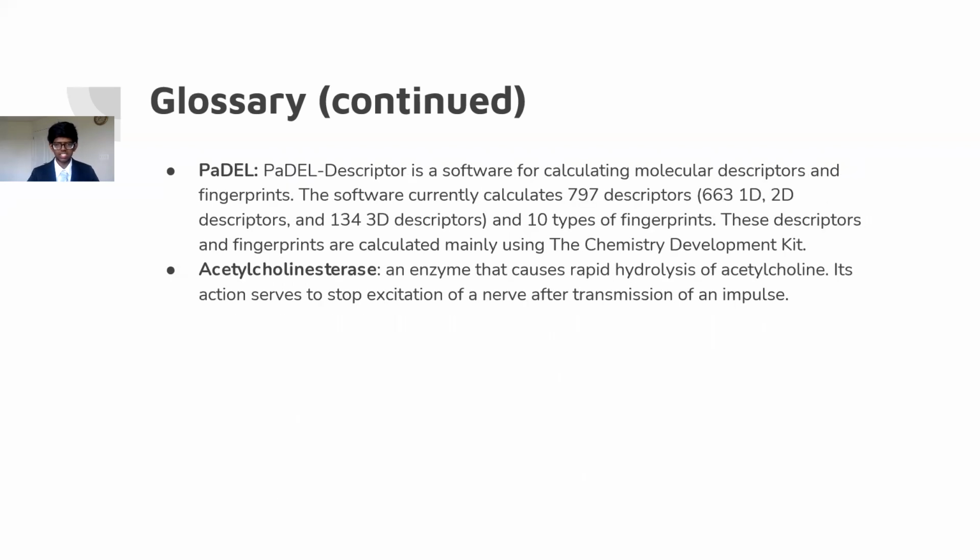And then PaDEL is software for calculating molecular descriptors and fingerprints. The software currently calculates 797 descriptors and 10 types of fingerprints. These descriptors and fingerprints are calculated mainly using the Chemistry Development Kit, or CDK. And finally, acetylcholinesterase is an enzyme that causes rapid hydrolysis of acetylcholine, and its action serves to stop excitation of a nerve after a transmission of an impulse. So essentially, it just destroys neurotransmitters.